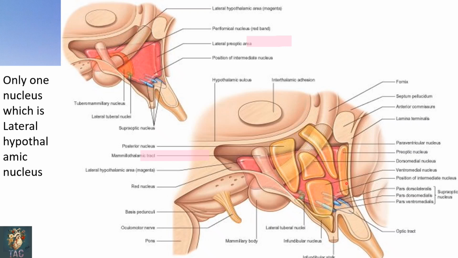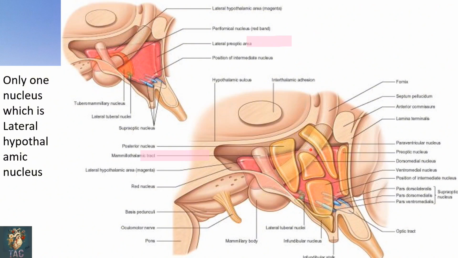Again in the medial area, the most anterior one is the preoptic area. Then in the next zone you can see different nuclei, like the paraventricular nucleus, and also the suprachiasmatic nucleus. Here in this slide also you can see the three different parts of the suprachiasmatic nucleus: the pars dorsolateralis, pars dorsomedialis, and pars ventromedialis. These are the three further subdivisions of the suprachiasmatic nucleus.